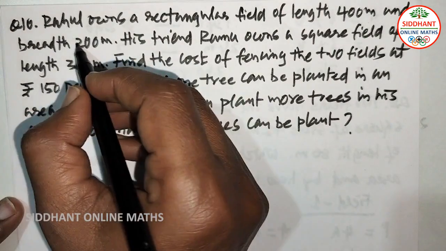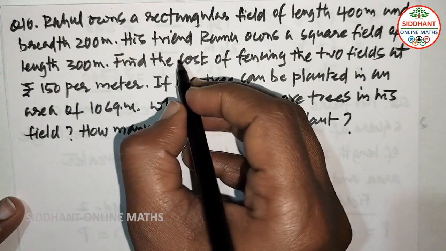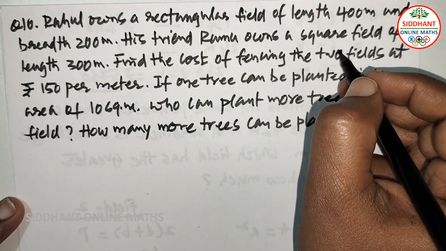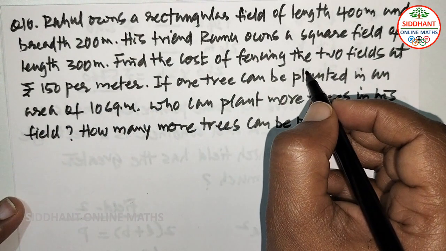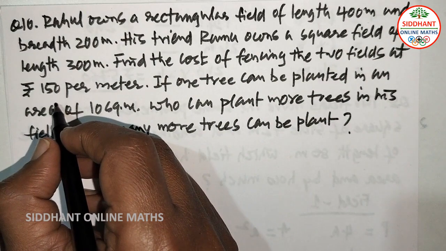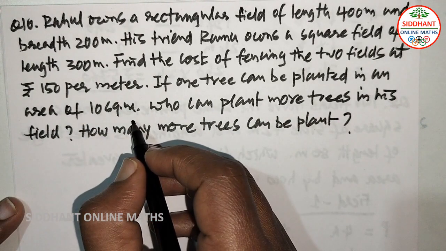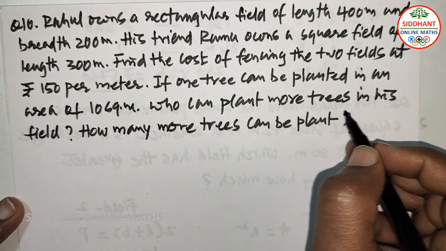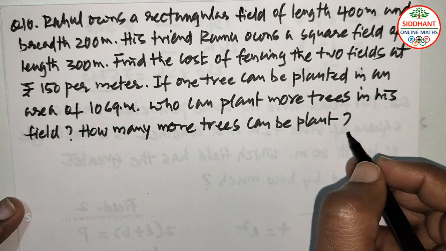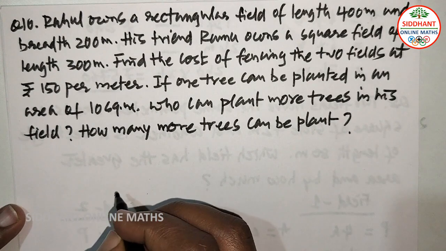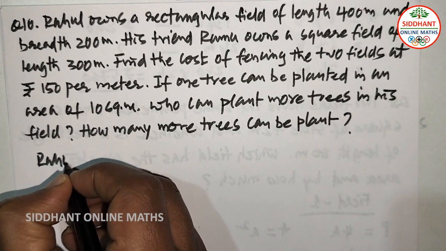Question number 10. Rahul owns a rectangular field of length 400 meters and breadth 200 meters. His friend Ramu owns a square field of length 300 meters. Find the cost of fencing the two fields at rupees 150 per meter. If one tree can be planted in an area of 10 square meters, who can plant more trees in his field? How many more trees can be planted? So here two persons' fields have been given. One is Rahul.